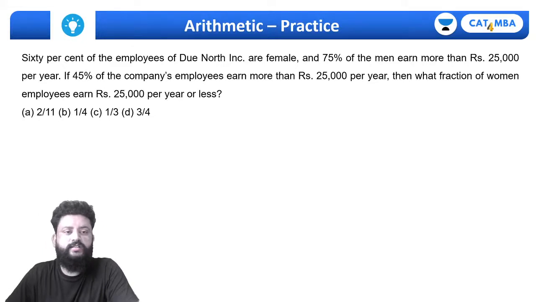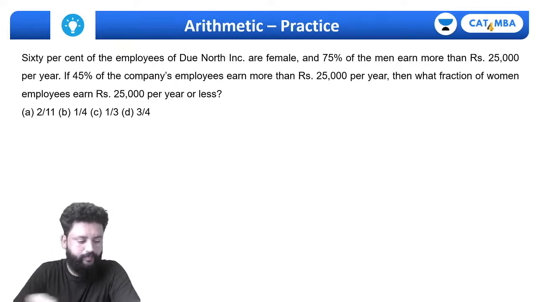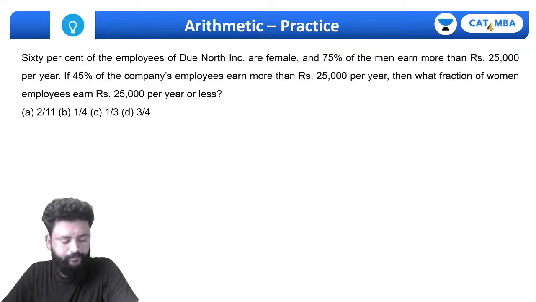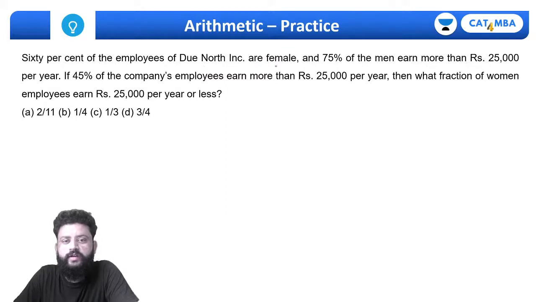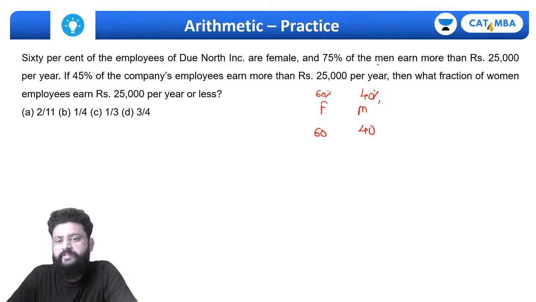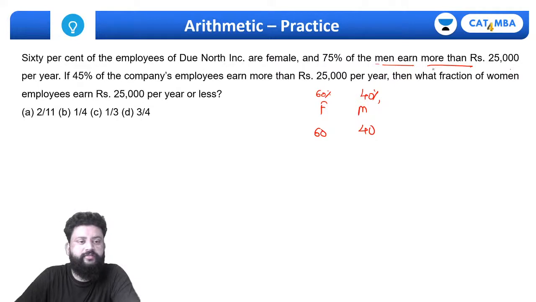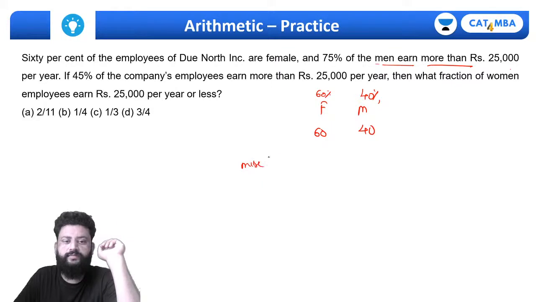Sure, we'll try for this. Now this is really easy question on percentage. You can just go ahead quickly and try to solve it. 60% of the employees of Due North Inc. are female. So that simply means there are 60% female, 40% male, and 75% of the male earn more than 25,000.